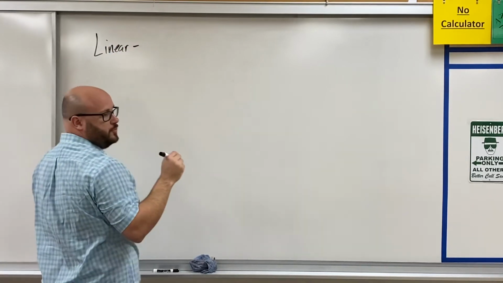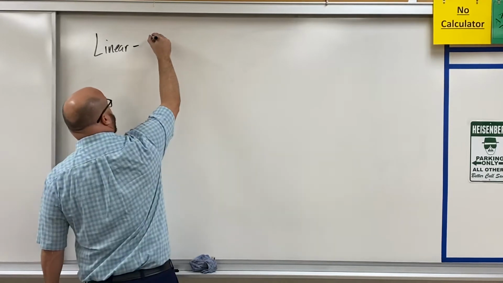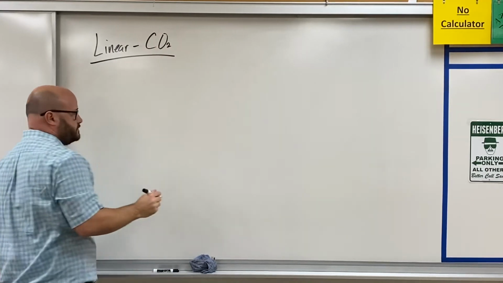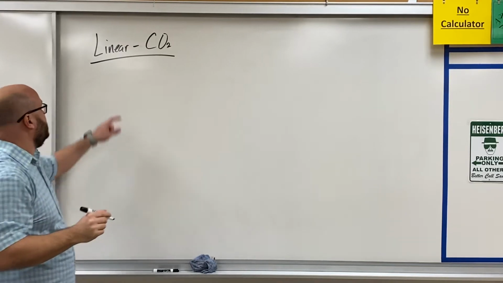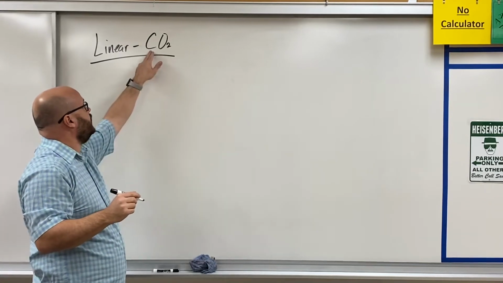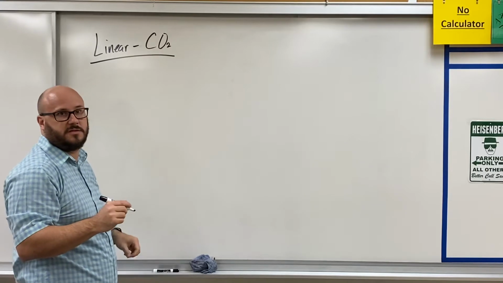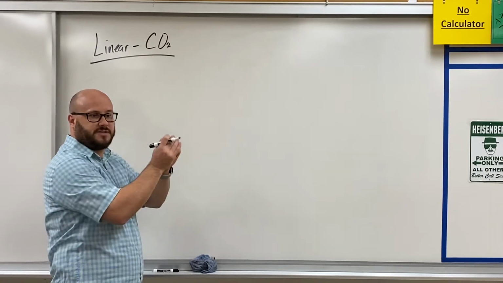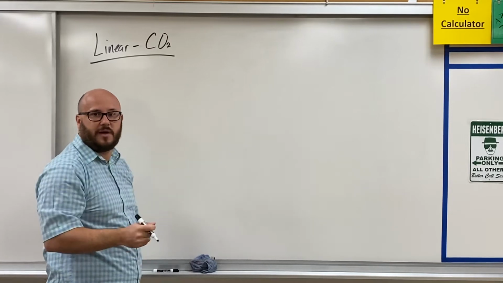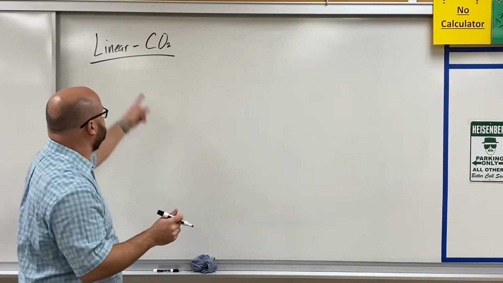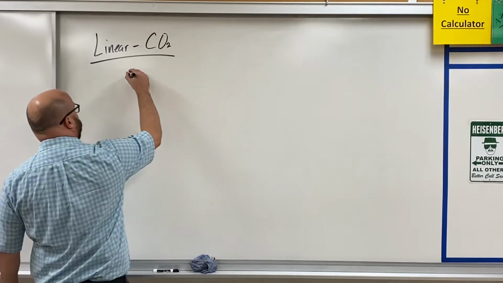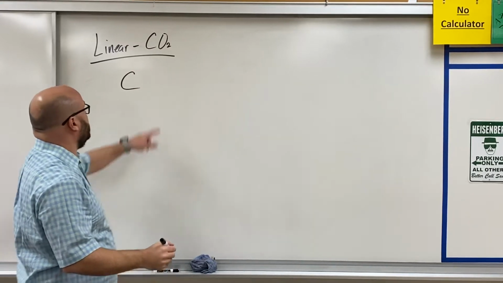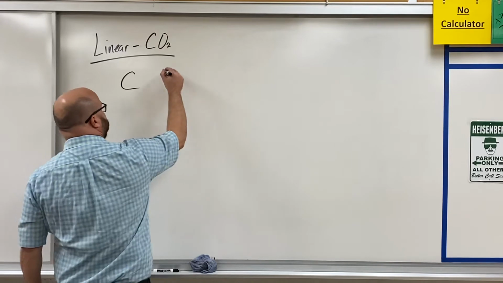And the molecule that we're going to talk about is carbon dioxide. Carbon dioxide, we got 1 carbon and 2 oxygens. Generally with the linear structure, we're going to have a central atom with 2 atoms on either side. So the central atom in this case is going to be carbon. And oxygen is going to be on both sides.